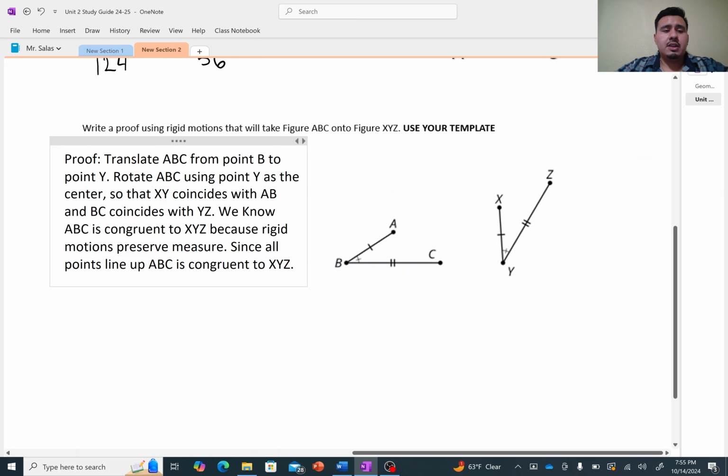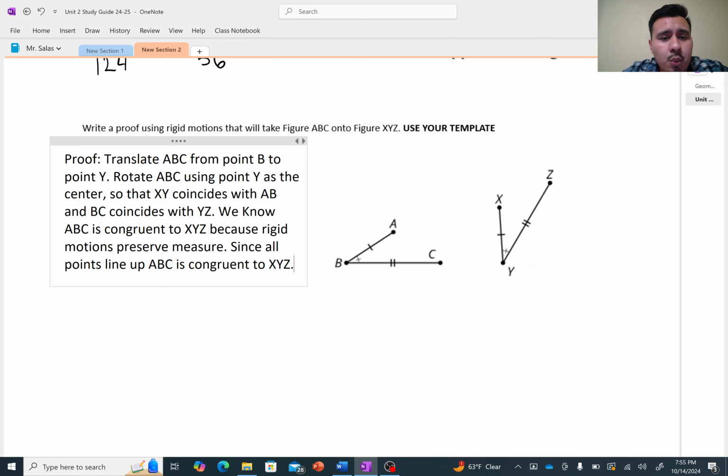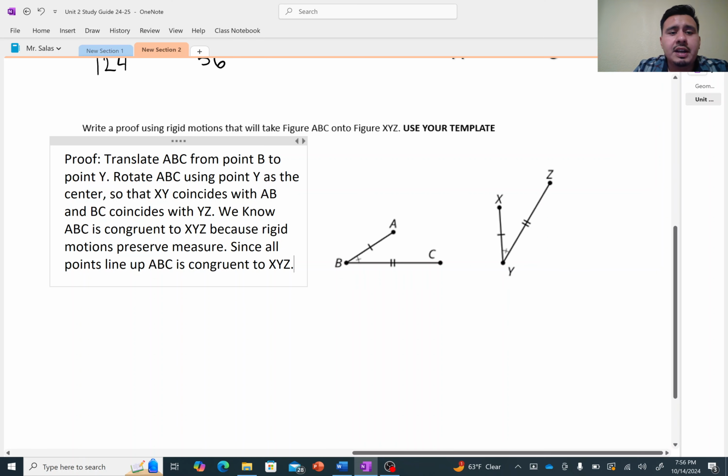So read it together just so that it can make sense. It says translate ABC from point B to point Y. So we moved B over onto Y. Then it says rotate ABC using Y as the center so that XY coincides with BA or AB, it doesn't matter. And BC coincides with YZ.